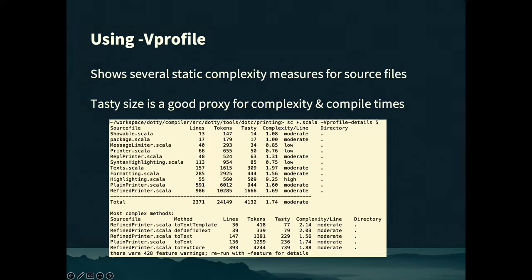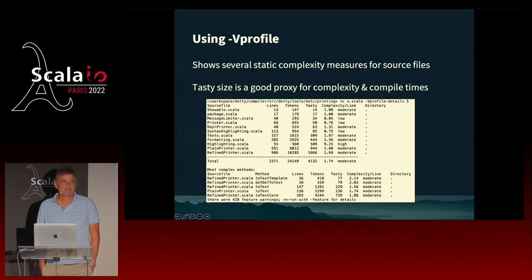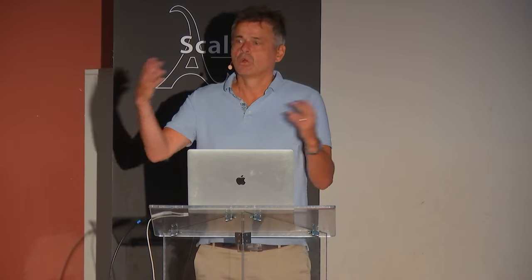So how do we compute that complexity matrix? That's basically the size of the generated TASTy divided by, I think, the number of tokens or number of lines, I'm not sure. I think it was the number of tokens, so the number of lexemes in the source. So essentially that says, well, if your source produces a very large TASTy file compared to the source file, then there's hidden complexity in the source.